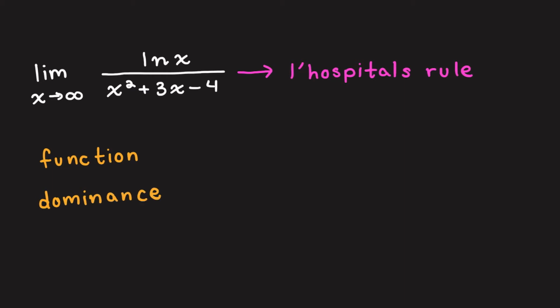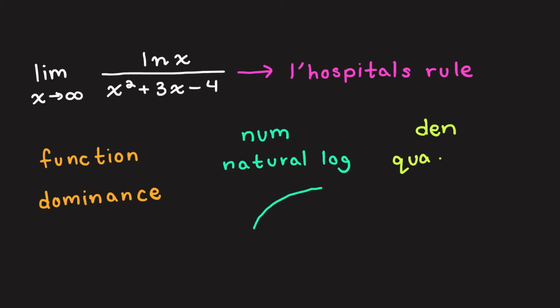Function dominance essentially involves comparing the growth rate of the numerator function and the denominator function. So the numerator function is a natural log function, and it starts off growing a little bit fast, but then it starts evening out and starts growing a little bit slowly. The denominator is a quadratic function, which starts off a little bit slowly, but then it speeds up. So as x approaches infinity, we can say that the denominator function grows faster than the numerator function.